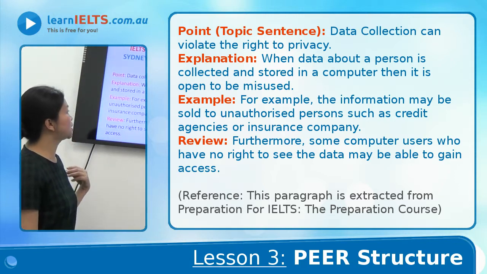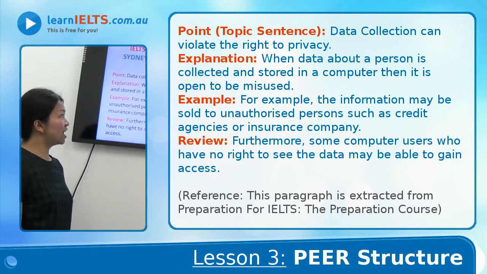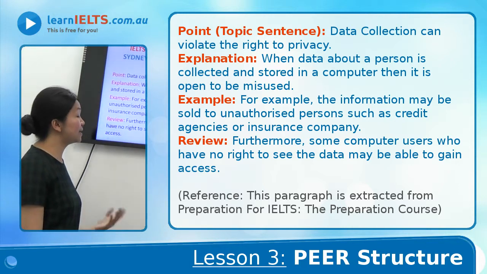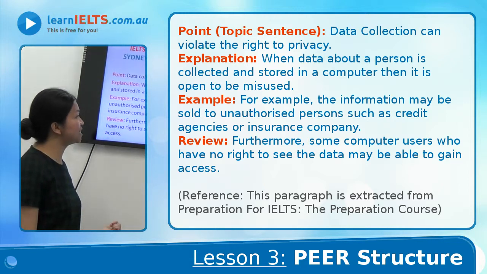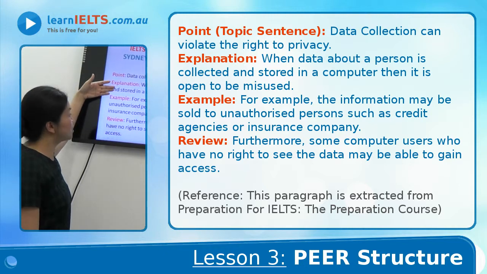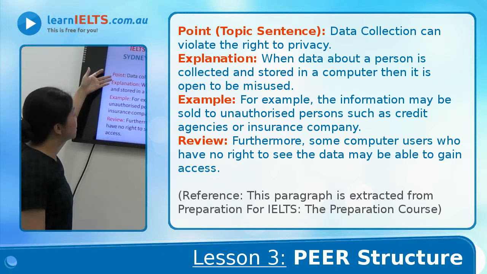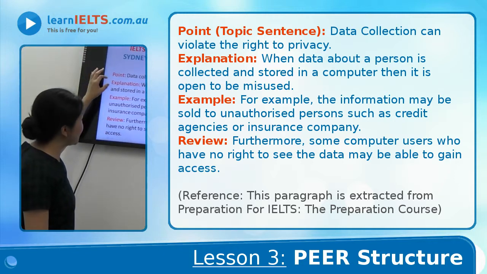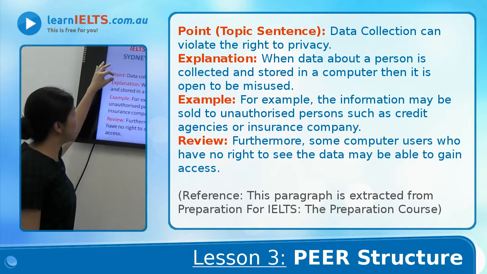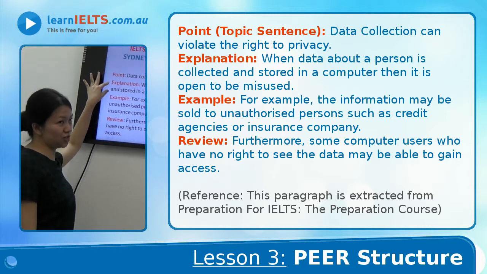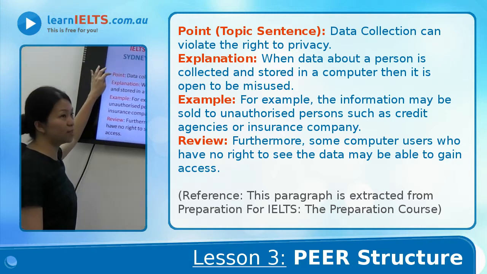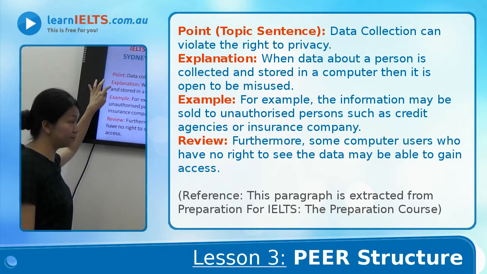For example, in this sentence you explain what is meant by data collection can violate the right to privacy. You give an explanation: when data about a person is collected and stored in a computer, then it is open to misuse. The job of this explanation sentence is to explain further the point that you made earlier. So the strategy is to write a very abstract concept in the point, because the more abstract the point is, the easier it is for you to go into the explanation. If you explain so much of the point at the beginning, you have nothing else to explain here.